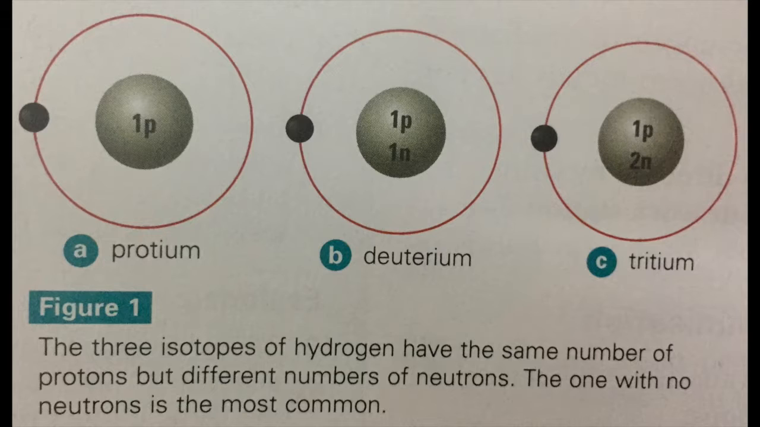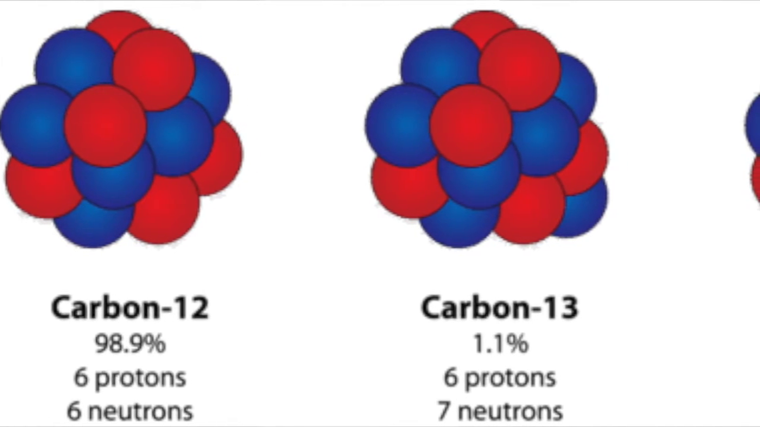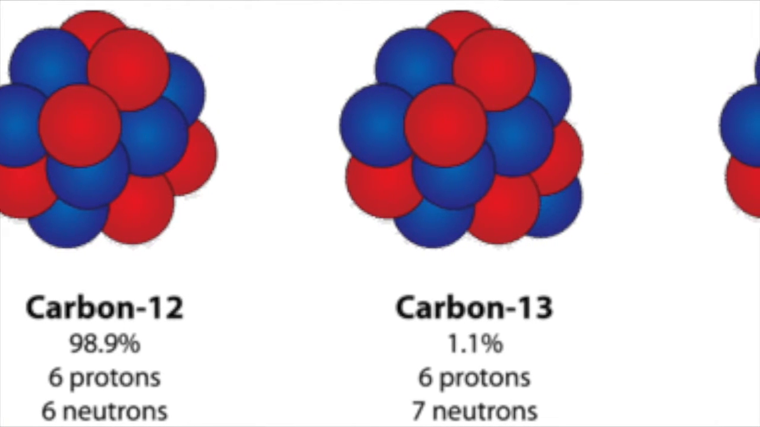The three isotopes of hydrogen have the same number of protons but different numbers of neutrons. The one with no neutrons is the most common, and they are protium, that has 1 proton and no neutrons, deuterium, 1 proton and 1 neutron, and tritium, 1 proton and 2 neutrons. Isotopes of the same element have the same physical properties and the same chemical properties. They undergo the same reactions.